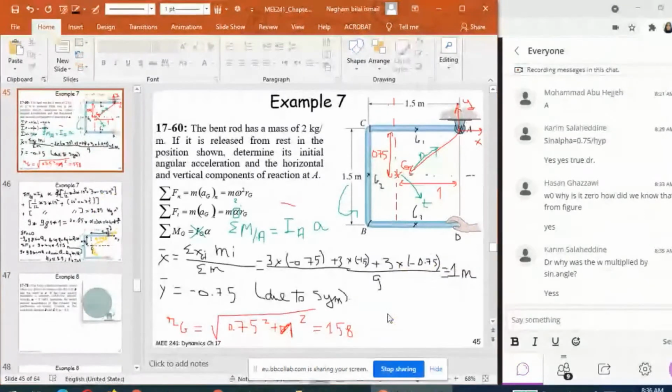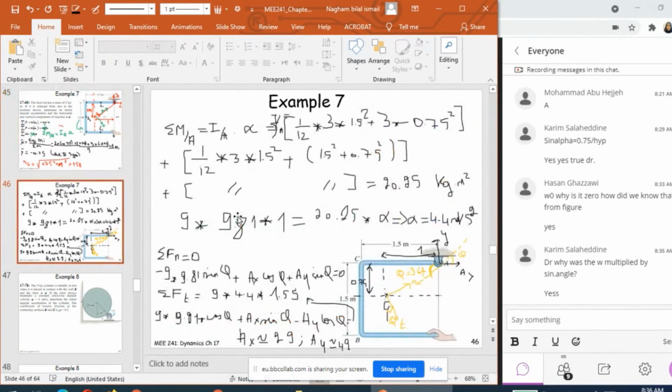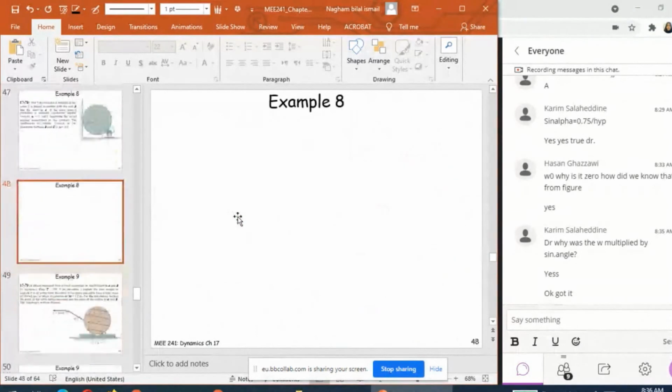Don't forget that the equation of rotation is sum of Fn and sum of Ft. Because in fact, even if I have a rotation, this G here is doing a curvilinear motion, which means I have to apply the equations of the second law in tangential and normal directions. Okay? Okay, Karim? So I'm doing them in these two directions.